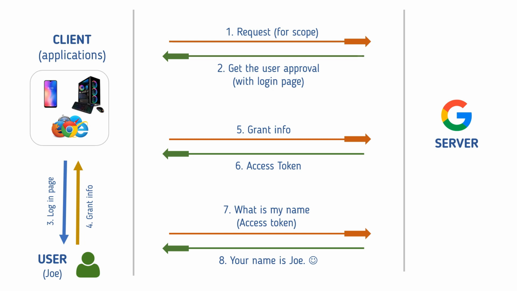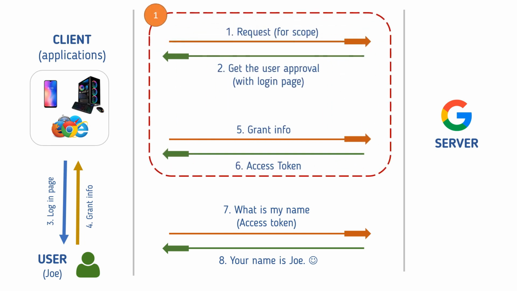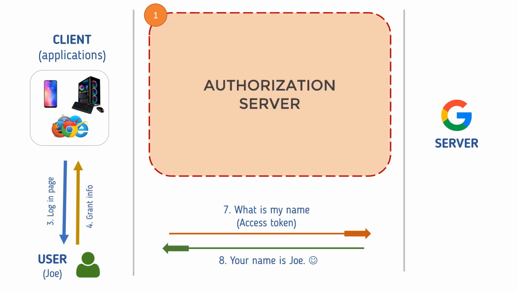So when we look into this client, user, server and all these things, we can see that there are 3 entities in play. Let us take the step number 1, 2, 5 and 6, these steps. So we could clearly see what we are doing here. We are only dealing with authorization. We are requesting the scope, we are getting the approval page, we are granting the info, and finally we are dealing with access token. So in these steps we are dealing with an entity called authorization server.